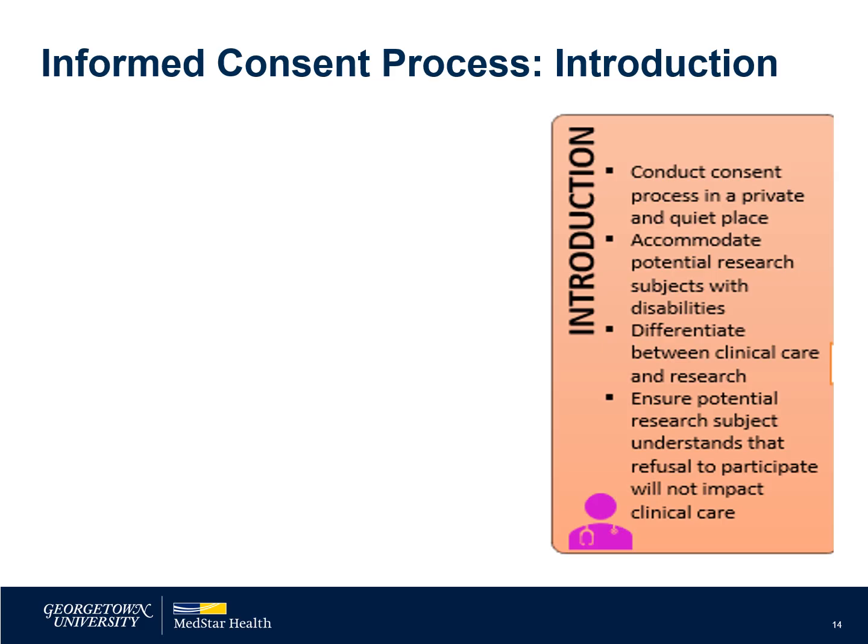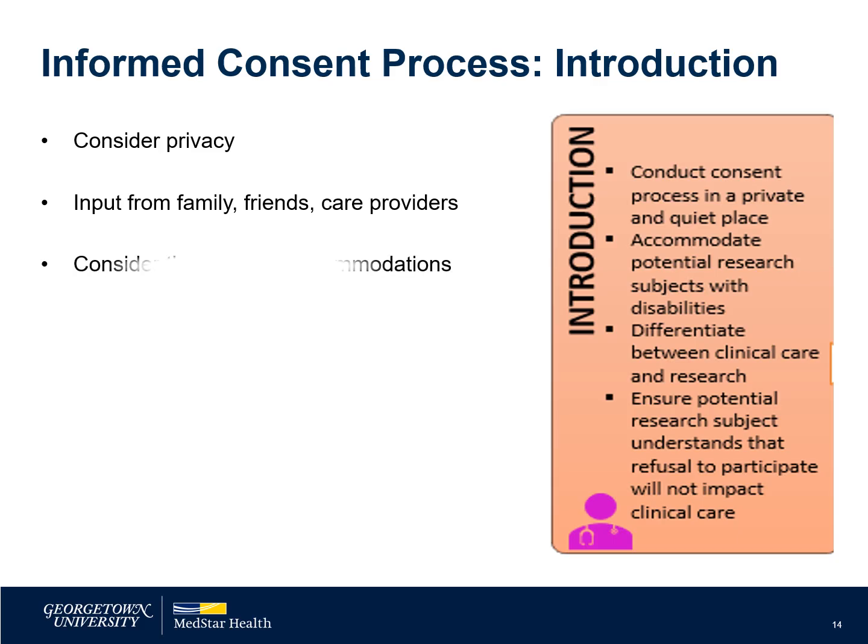The first step of the informed consent process is the introduction. Conduct the informed consent process in a location that provides the best possible privacy. Encourage input from family and friends and/or other care providers if appropriate. Be prepared to accommodate potential research subjects with specific needs. For example, the potential subject may be hearing impaired or visually impaired.